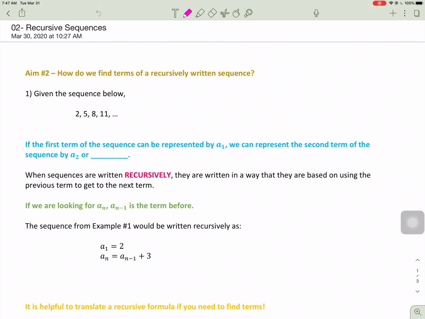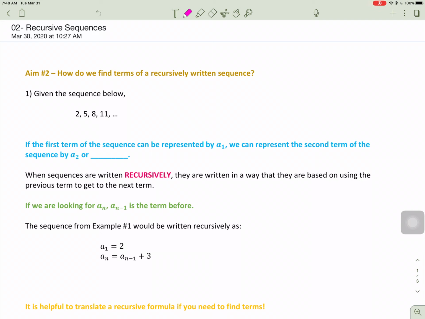Okay, so the next day we're going to talk about recursive formulas, writing a sequence in recursive notation. The reason for it is that a recursive sequence can be useful for finding patterns like the ones we saw at the end of the lesson yesterday that are not just arithmetic or geometric. They can be used for arithmetic and geometric, but they also work for other stuff as well. So, for example, given the sequence below, just a little warm-up: 2, 5, 8, 11.